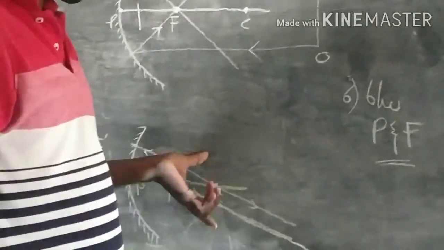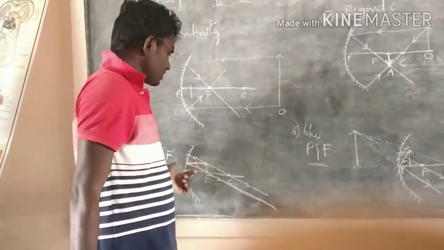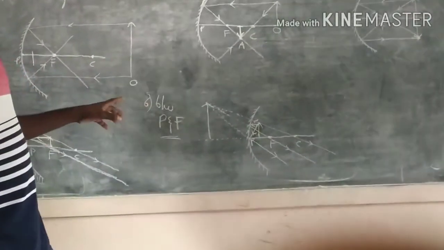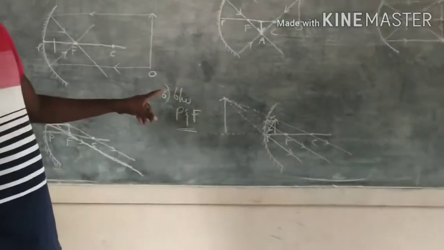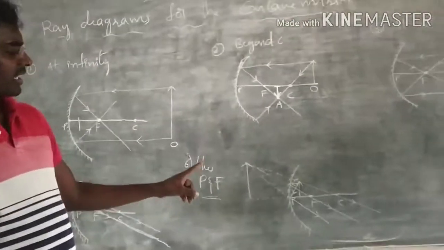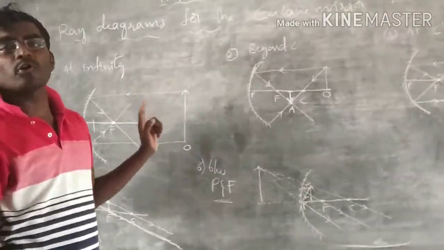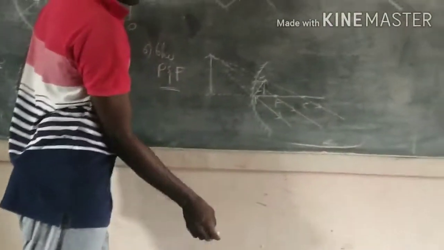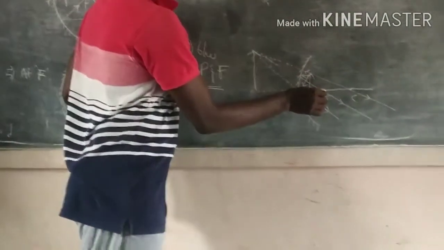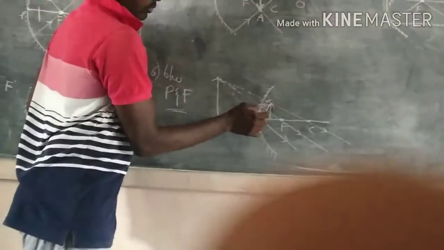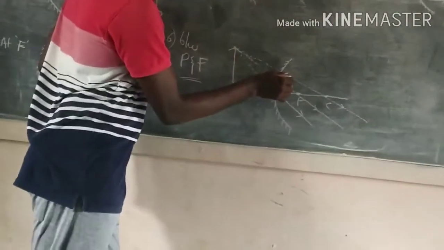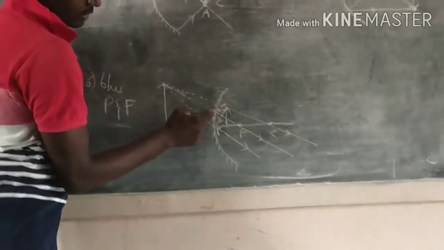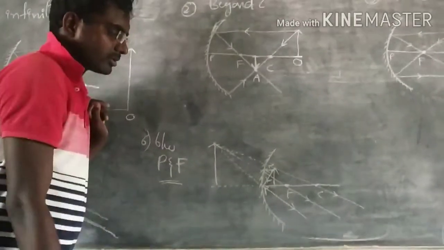This is about the object kept at the focus. Now coming to a very important case. Whenever the object is kept between the pole and the focal point, what happens here? The object is kept between P and F. Then observe three rays. Here I have drawn three rays.